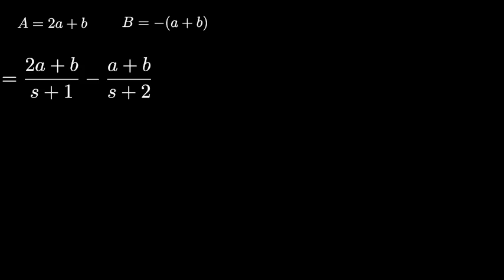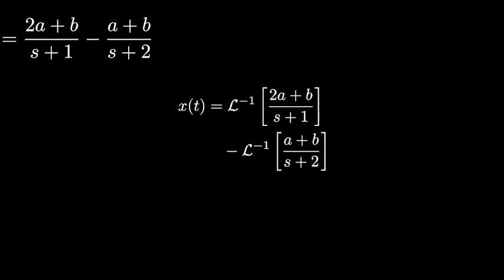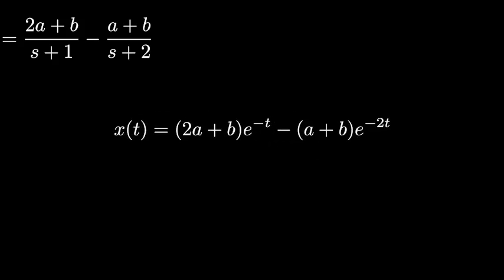Substituting A and B back into our decomposition gives the complete rational expansion. Finally, we take the inverse Laplace transform of each term. This yields the exact time domain solution, x of t.